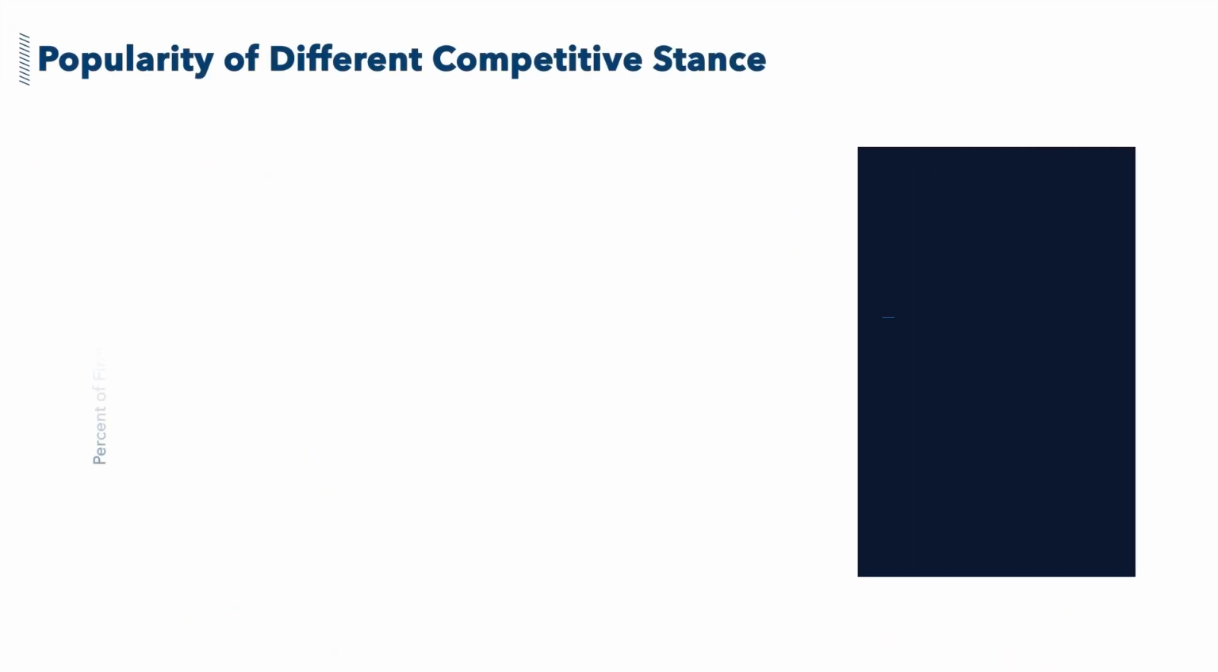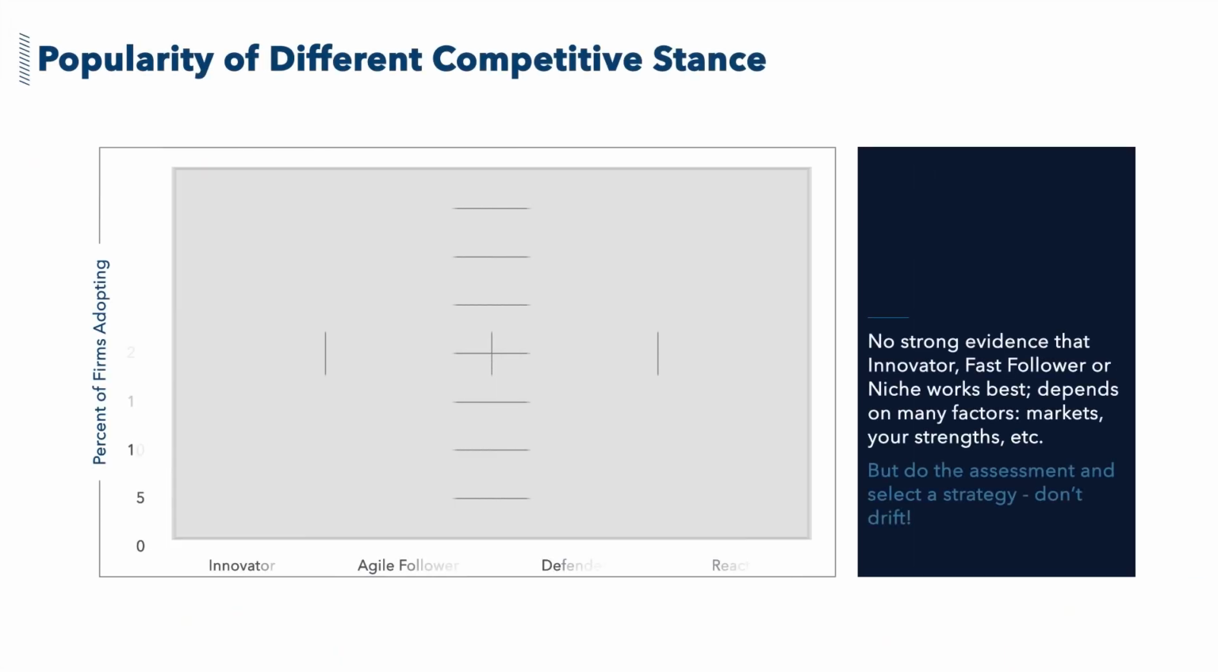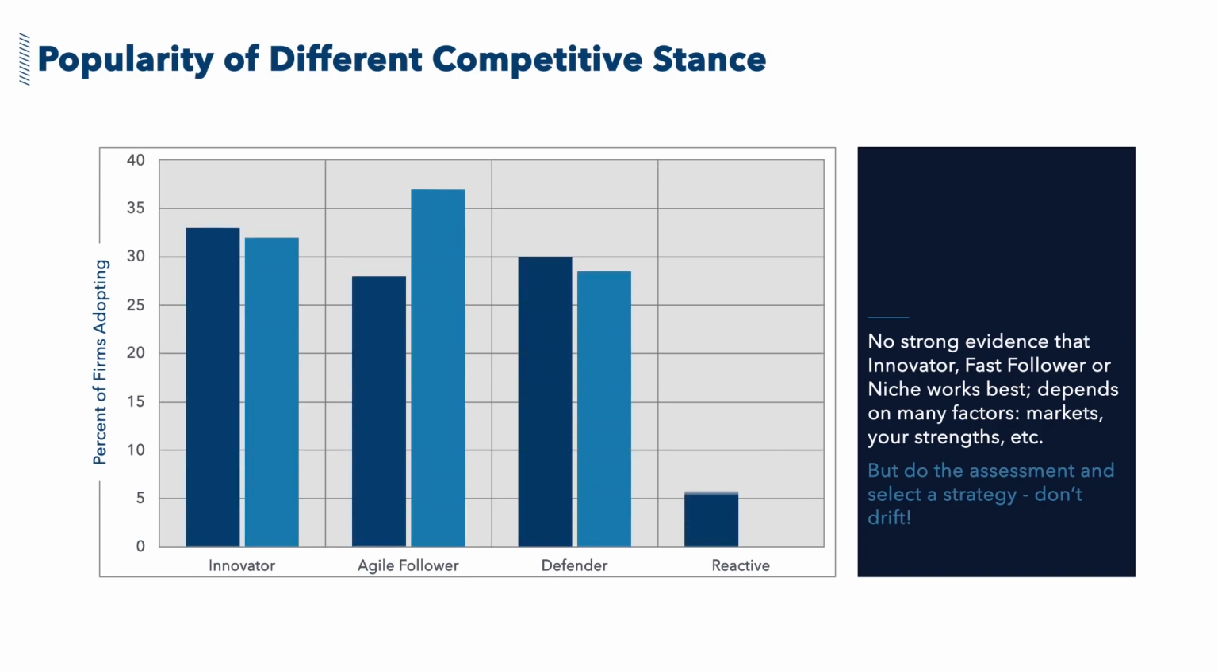Except for the reactive strategy, there is no strong evidence that innovator, fast follower, or niche works best. It depends on many factors, your strengths and the strategy of your competitors. If your competitors are all reactors and defenders in the targeted strategic arena, it could be interesting to adopt an opposite strategy and be the innovator. On the contrary, if most of them are innovators, you could have a lot of advantage as an agile follower. The following tool helps to visualize which competitive stance strategy to adopt, but do the assessment and select a strategy. Don't drift.